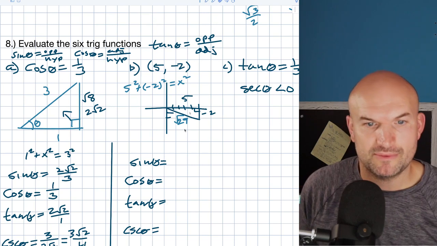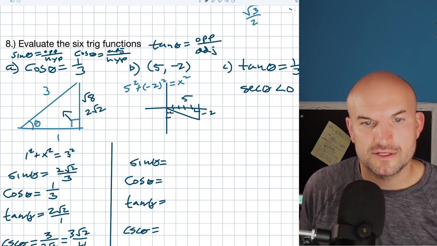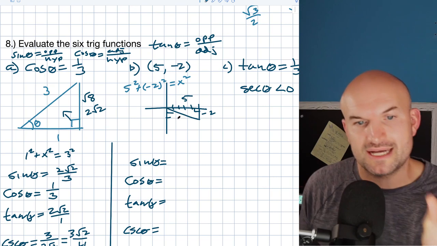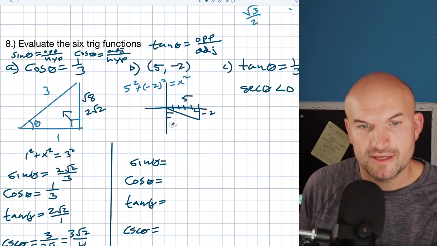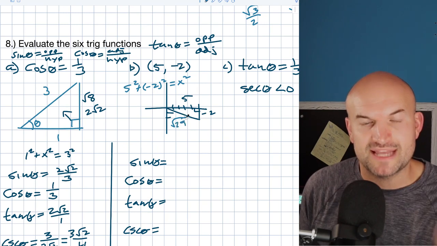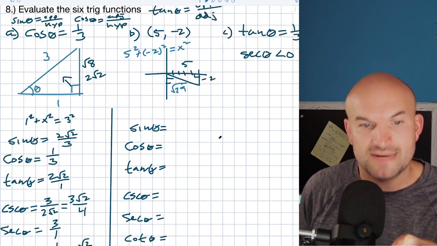Let me actually rewrite that a little bit better. So what you do is plot the point on the quadrant system, and then you use the Pythagorean theorem to find the hypotenuse. So now let's go and evaluate.